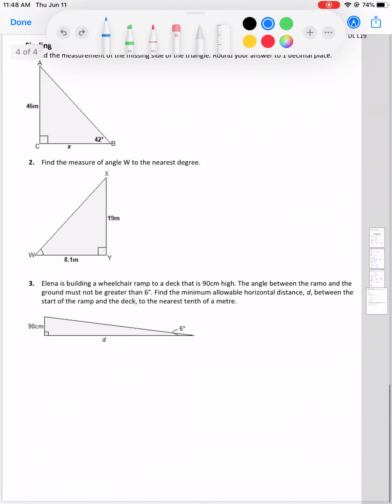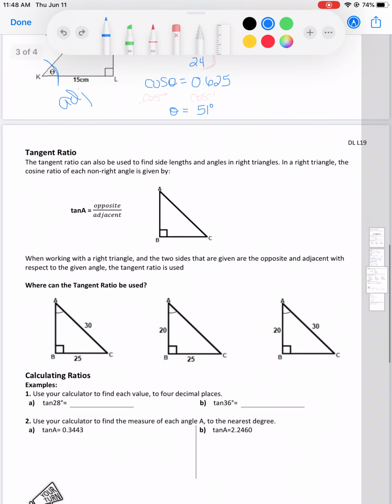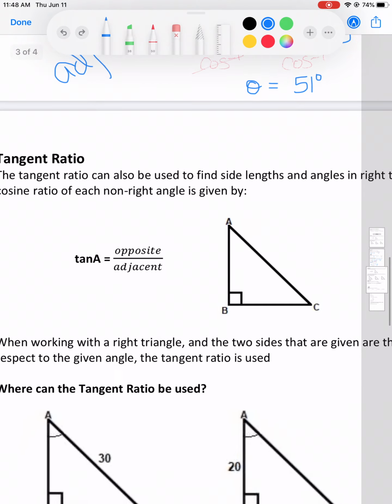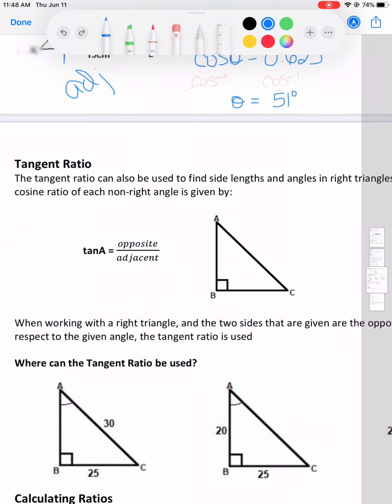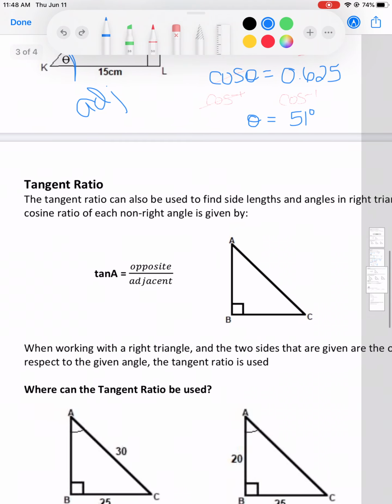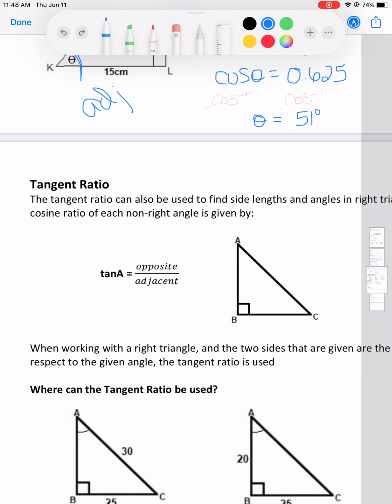Same idea, guys. Going to go through a few different examples, and then we'll be done. So, the tan ratio can also be used to find side lengths and angles in right triangles. In a right triangle, the tan ratio is given by tan A is equal to opposite over adjacent. Okay? So again, guys, always good to start labeling your triangles first.